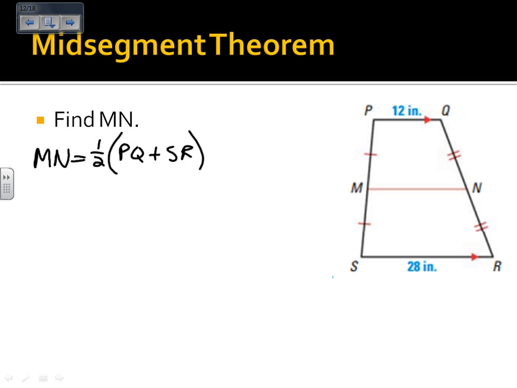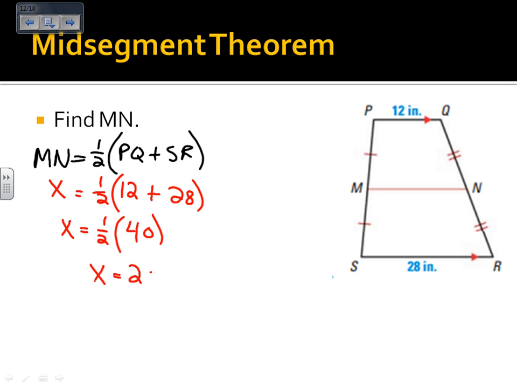So all you got to do is just plug and chug. Do we know what MN is? No, so you can leave it as MN, or you could put an X on it. Doesn't matter. What would you guys like? X. So X equals half. PQ is what? 12 plus SR is 28. You guys can solve that, I hope. So X equals half. Do your parentheses first. What's 12 plus 28? 40. And then what's half of 40? 20. So X equals 20. 20 what? Inches. Very good. Okay, notice that it has to be 20 inches.